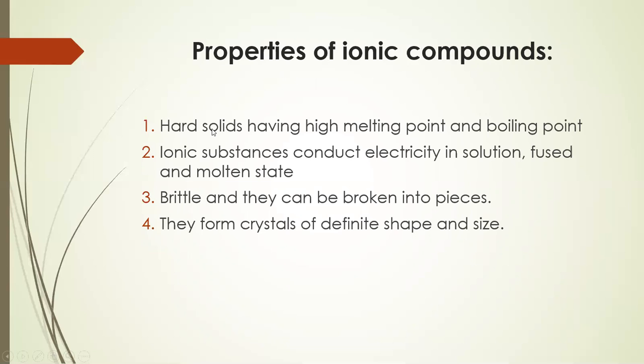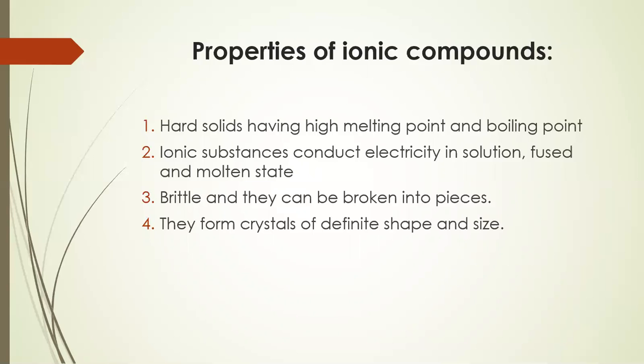Number one, they are generally hard solids having high melting and boiling points. We know why they are hard solids, because all their ions are packed together by forces in a crystal lattice, and they require high lattice energy to form it. So they are generally hard solids, they are rigid, and they have high melting and boiling points. Number two, ionic substances conduct electricity in solution, fused, and molten state.